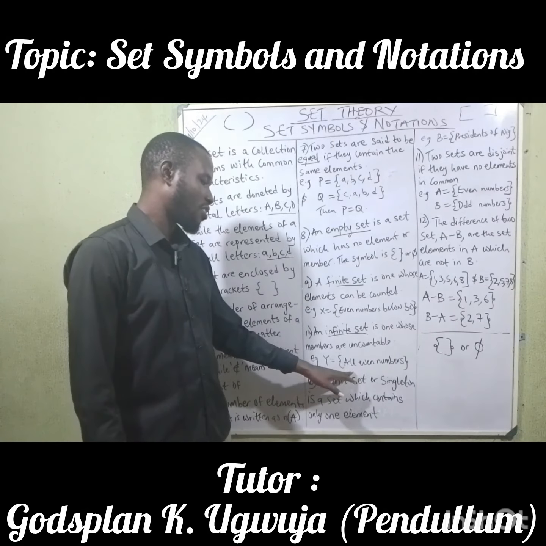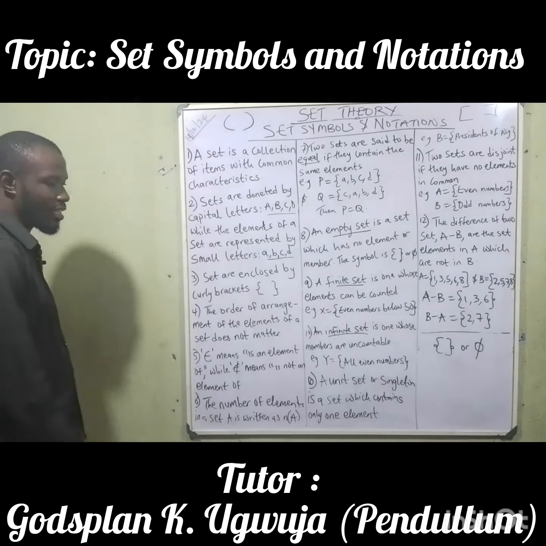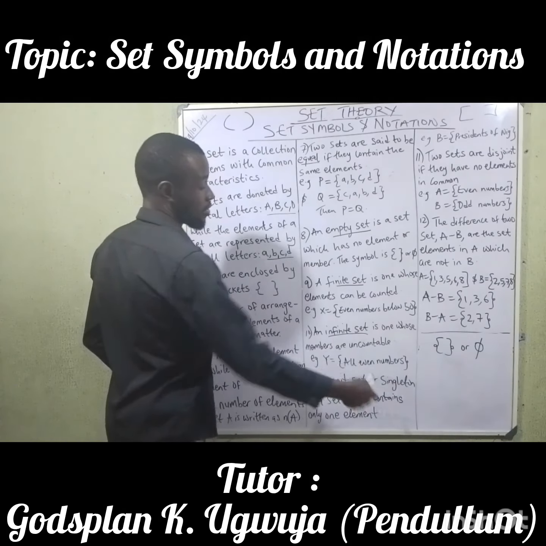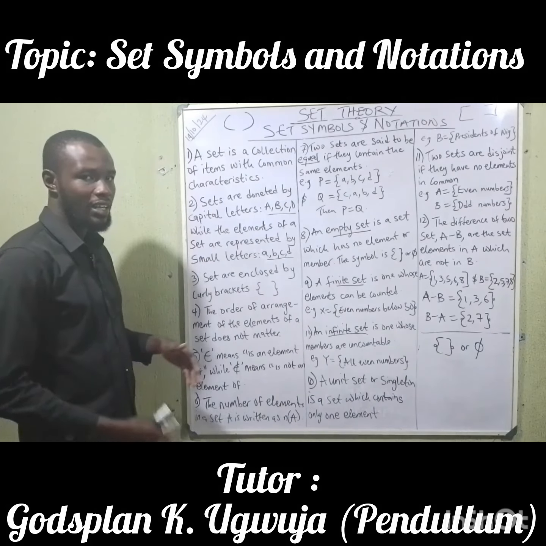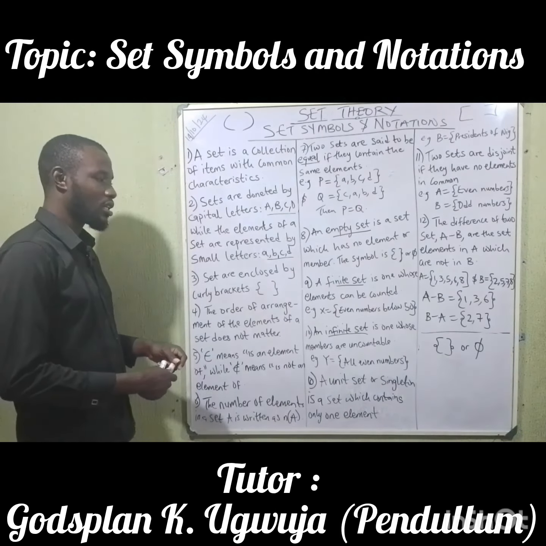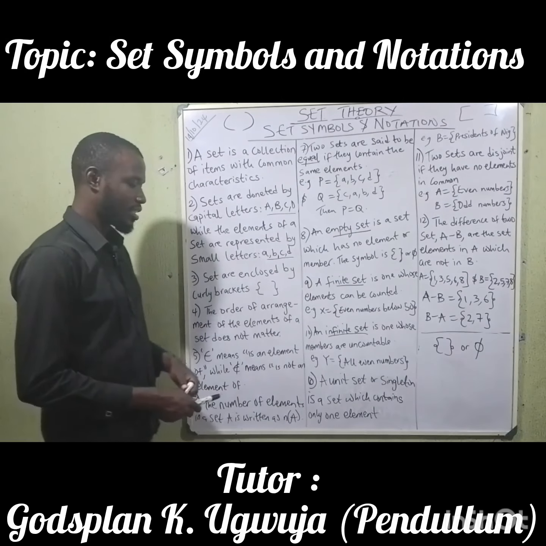Another example of an infinite set is all odd numbers. Alright? The set containing all odd numbers is also an infinite set. There is no end to the members or the elements of that set. That's an infinite set.